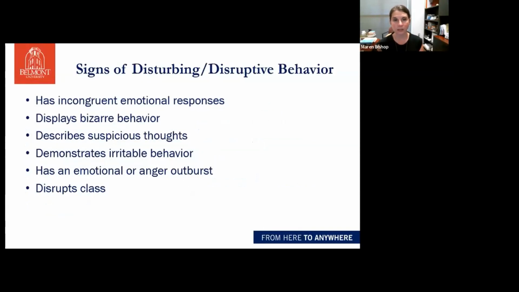Now, some of the things that we say to look for, so these are some signs of disturbing or disruptive behavior. Some incongruent emotional responses, maybe they overreact or have an outburst out in a hallway, for example. That's something that we hear from our RAs. Bizarre behavior, maybe really irritable. And for faculty, they'll let us know that a student's being disruptive in the classroom.